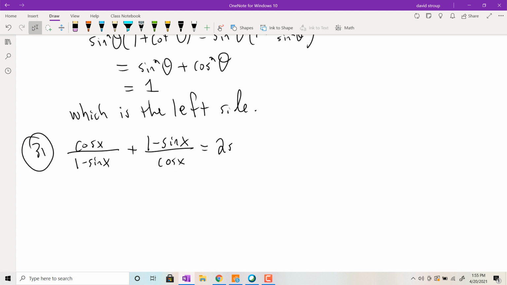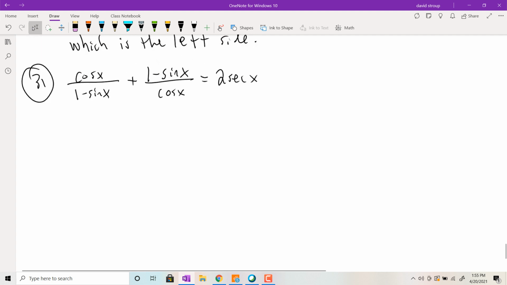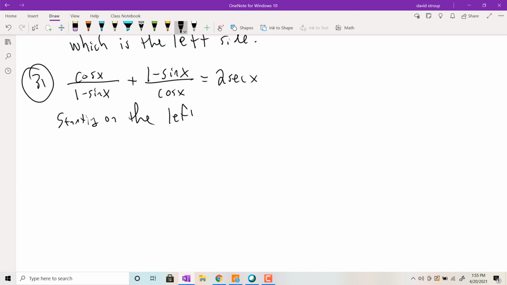So there's 2 secant x. There are multiple tricks for proving these identities. One particular trick that we learned is just finding a common denominator. So starting on, in this case, where are we starting? On the left side, right? Starting on the left, I note, and then you recopy the left side.